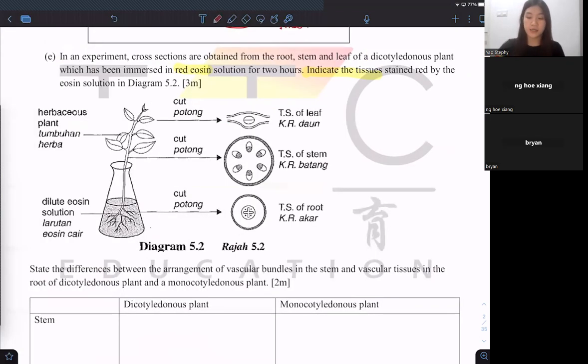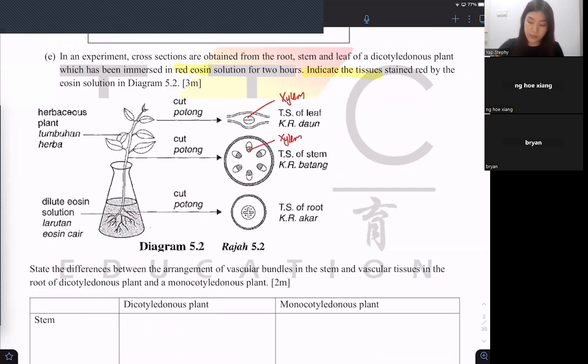So you can come to label it here. For the leaf, the upper part is the xylem. For the stem, the inner layer is the xylem. For the root, the star shape is the xylem. So you can come to label all the xylem.